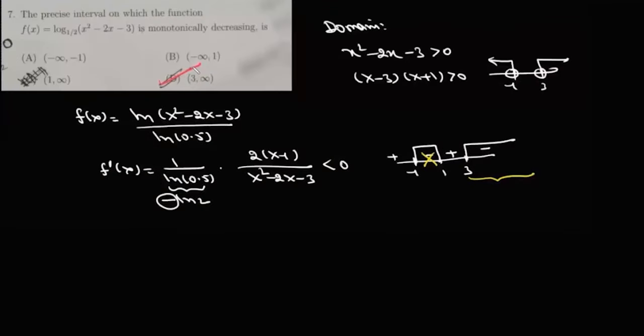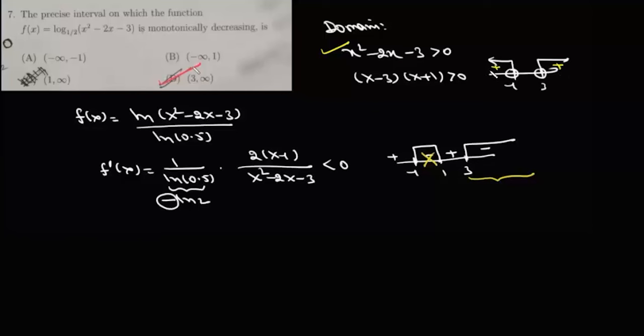Now in question number 7, we are asked to find the interval where this function is decreasing. There are two things about this function that we must know. One is it's a logarithmic function, so it will have its own domain, and the condition of the domain will be x square minus 2x minus 3 should be greater than 0, and if we solve it, we'll get either x is greater than 3 or x is less than minus 1.